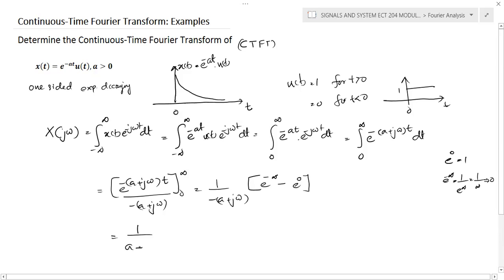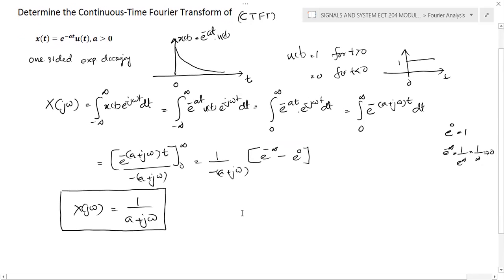So finally you'll get 1 by a plus j omega. That is x of j omega. You can simply write 1 by a plus j omega. So this is the Fourier transform of the signal x of t equal to e raised to minus at into u of t. It's a standard signal, so please remember these results.